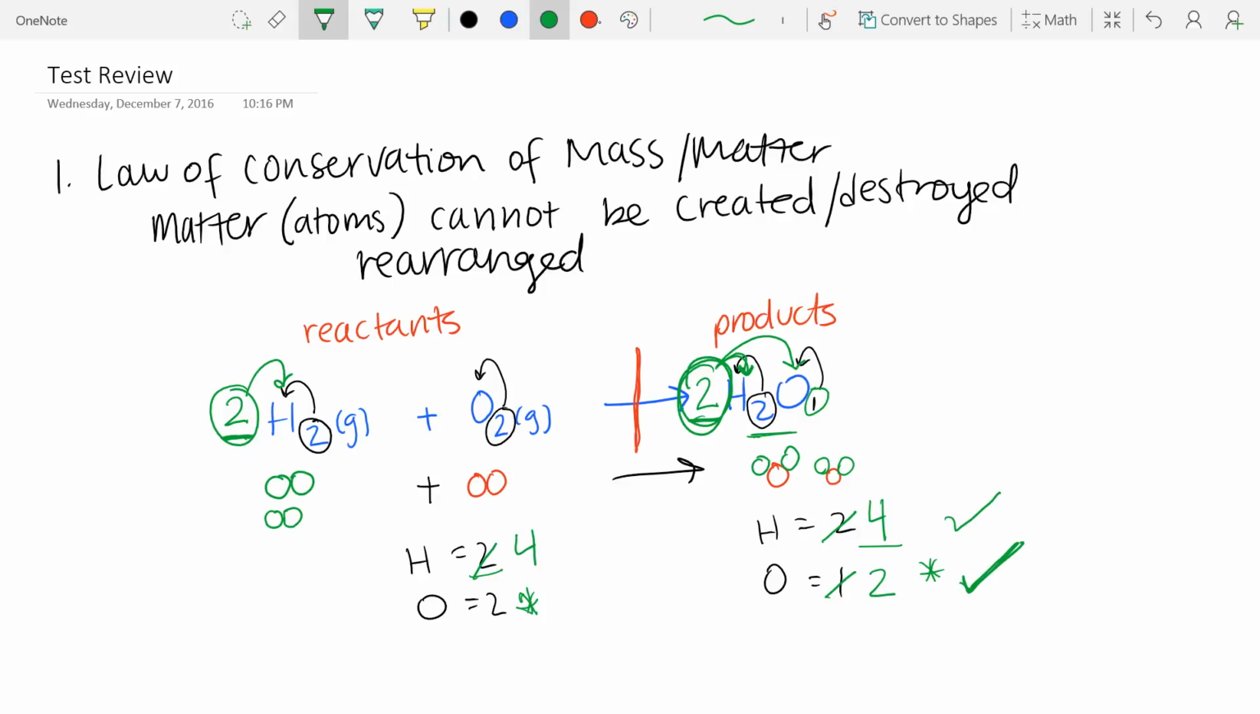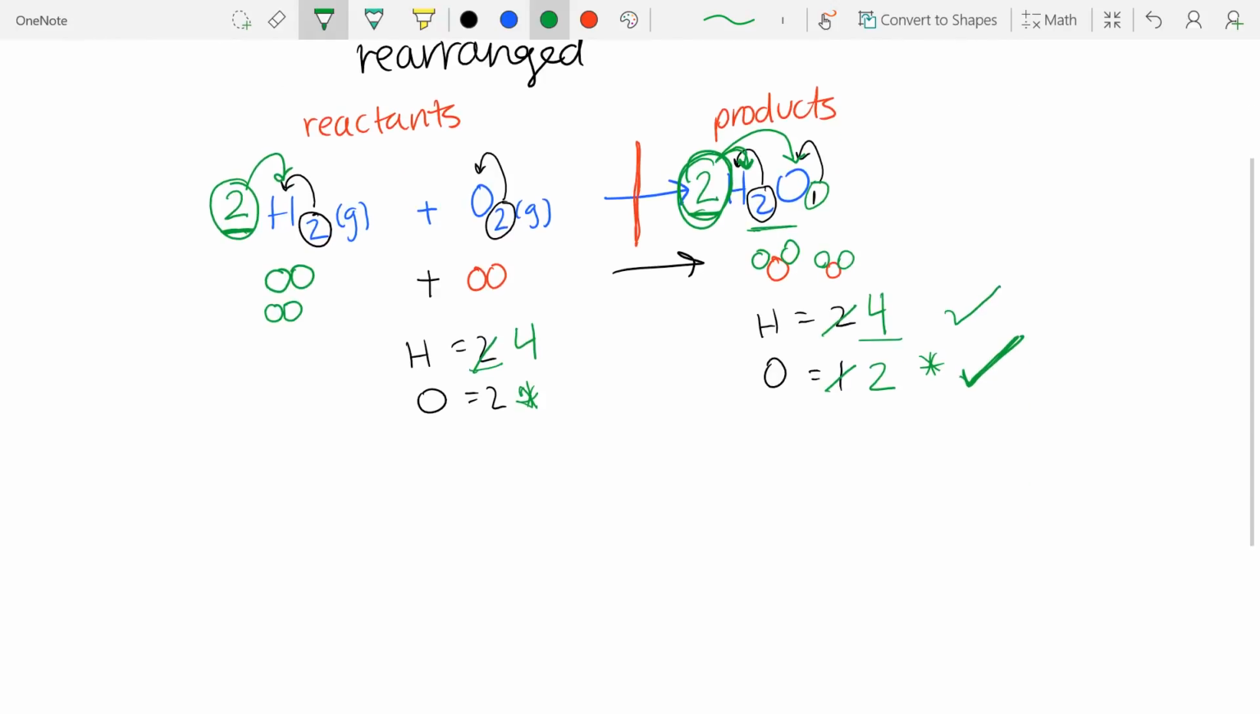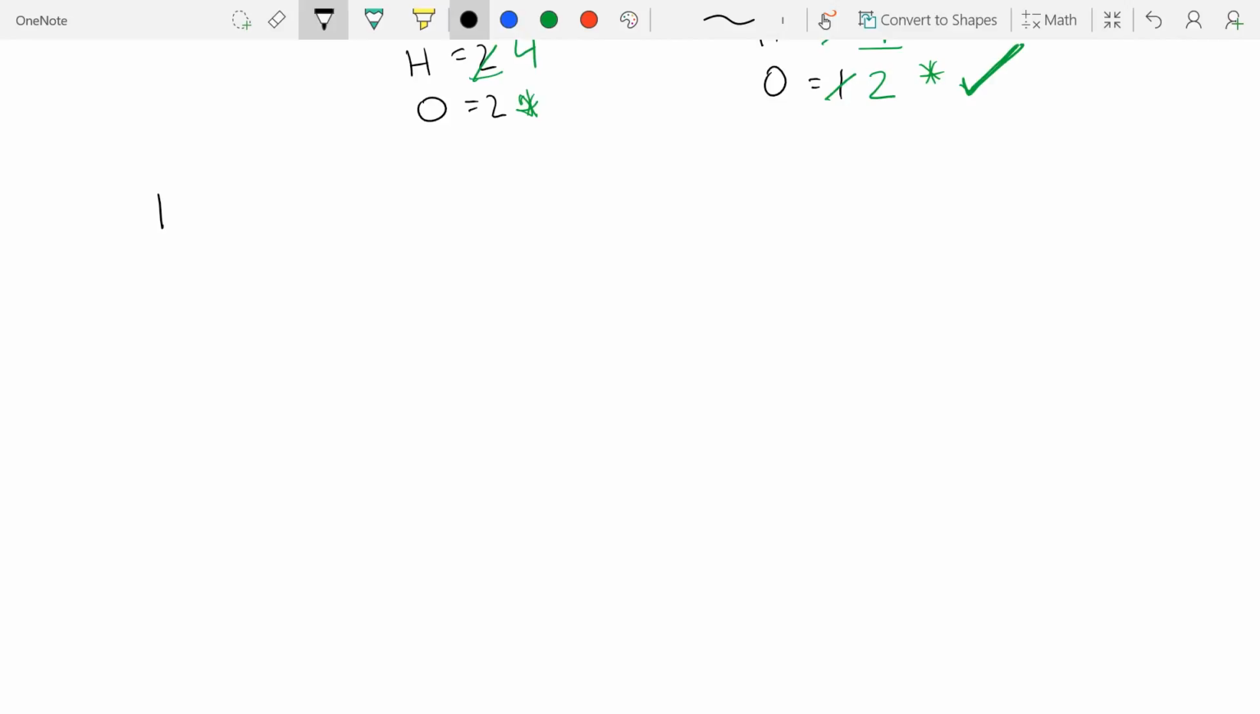I have 2 green circles on the left and 2 red circles on the right. So I'm balanced. So that was kind of just like the general overview of what we've been doing. Okay, so we need to move on to the indicators of a chemical reaction.